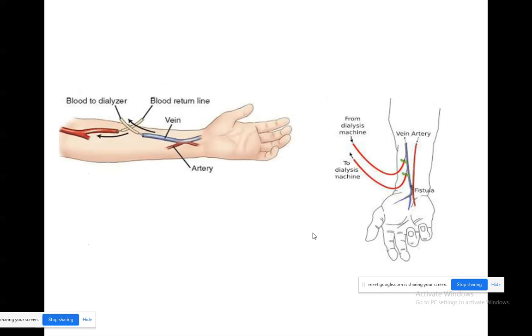So this is the diagram of the fistula. So see here, in the hand you will be having many veins. Through that only you are going to send the fistula to the heart.